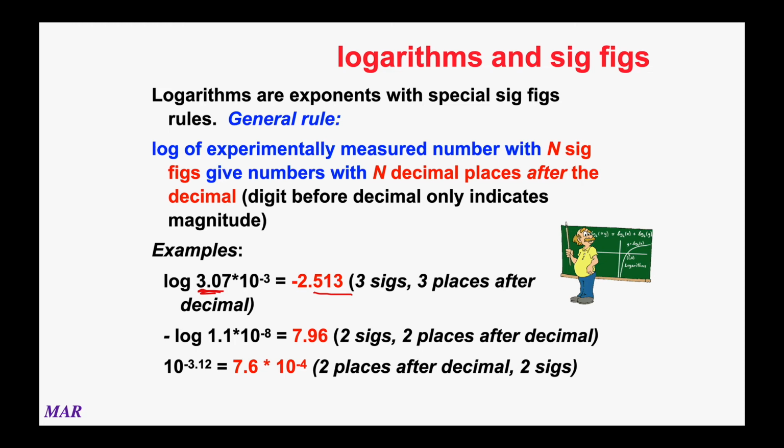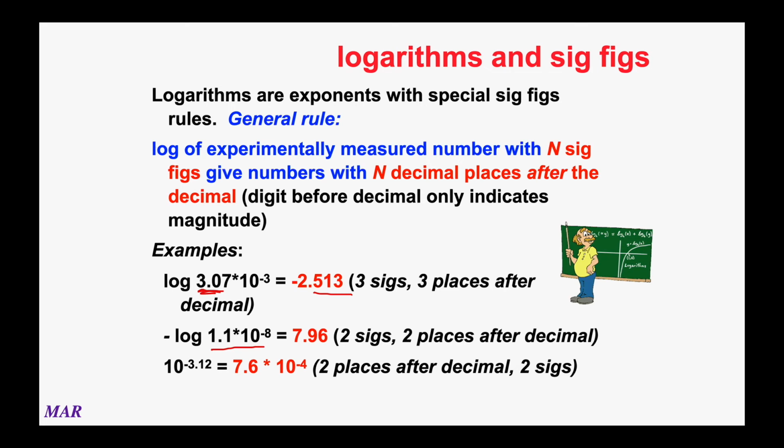Log of 1.1 times 10 to the minus 8th, that's a 2 sig fig number again. So we would have 2 digits past the decimal. So that would be 7.96. Now look, it looks like you're going from 2 sig figs to 3 sig figs, 7.96. But in this logarithm world, the 7 just tells you the power of 10 to use. So scientists don't look at that number for sig figs. We would look at the 0.96.